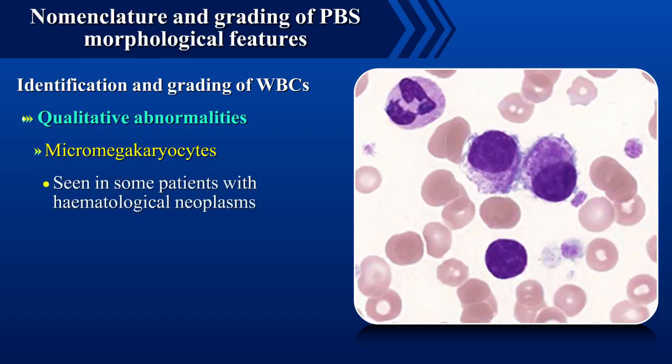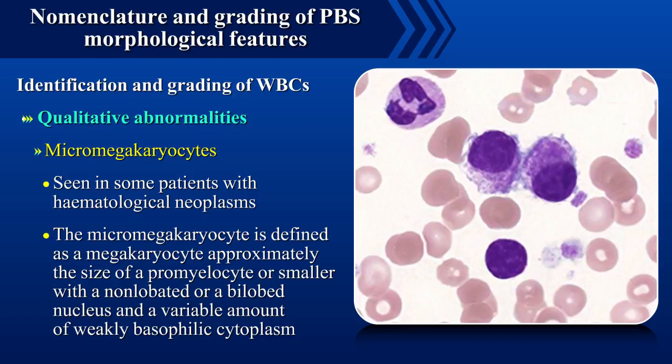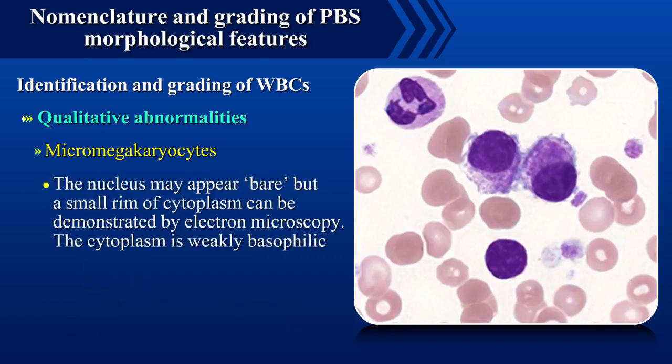Micromegakaryocytes are seen in some patients with hematological neoplasms. The micromegakaryocyte is defined as a megakaryocyte approximately the size of a promyelocyte or smaller with a non-lobated or a bilobed nucleus and a variable amount of weakly basophilic cytoplasm. The nucleus may appear bare, but a small rim of cytoplasm can be demonstrated by electron microscopy. The cytoplasm is weakly basophilic.